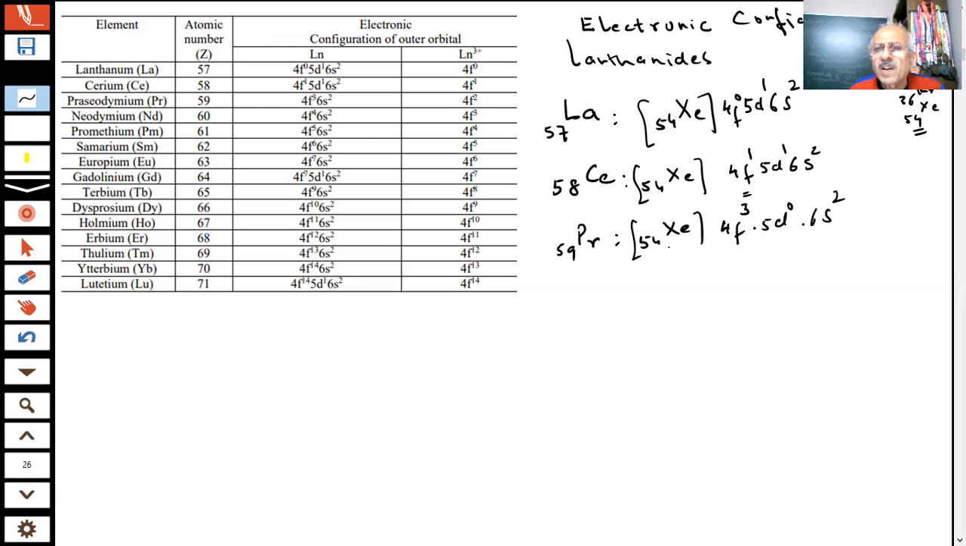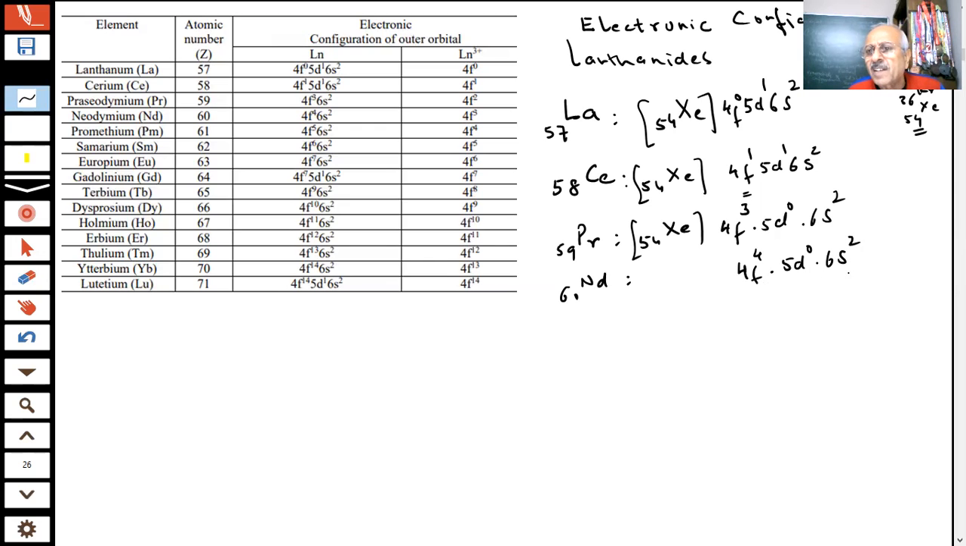Now 59, 4f3, praseodymium. And after that, students, which one is the next one? Neodymium, Nd. Neodymium Nd is how much? 60. So what is happening here is 4f4 and then 5d0 and 6s2.